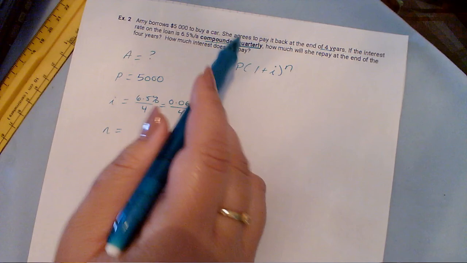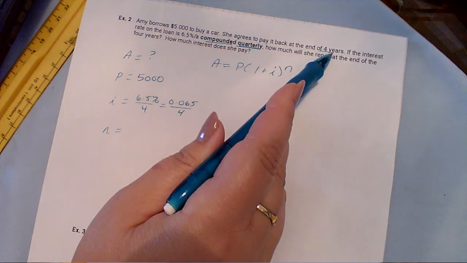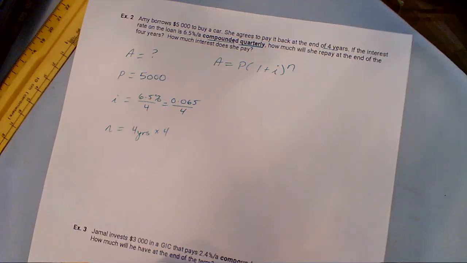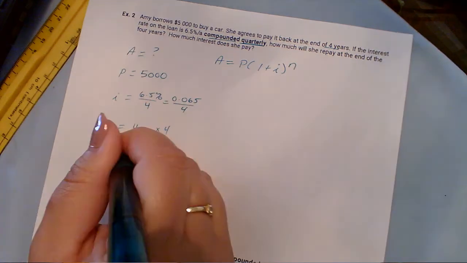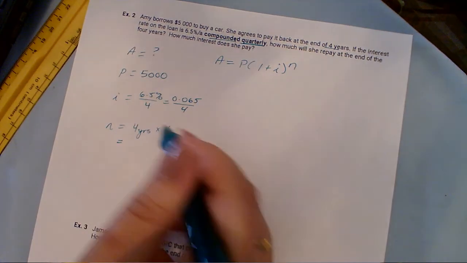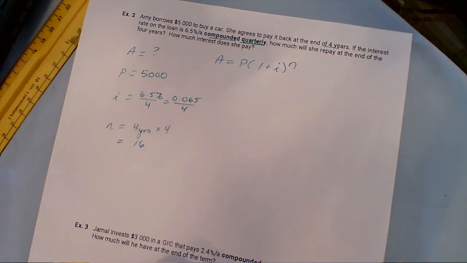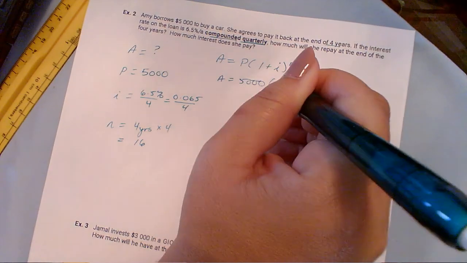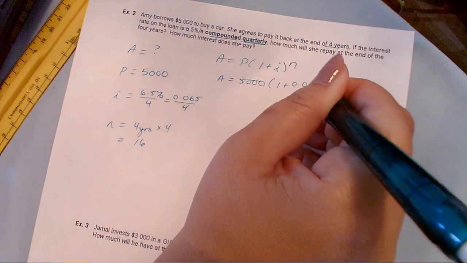And how many years? Well, it says it's going to take her 4 years to pay it back. But she gets 4 visits for interest each of those 4 years. Because again, it's quarterly. 4 times 4, 16. Put all of this into the formula as is.